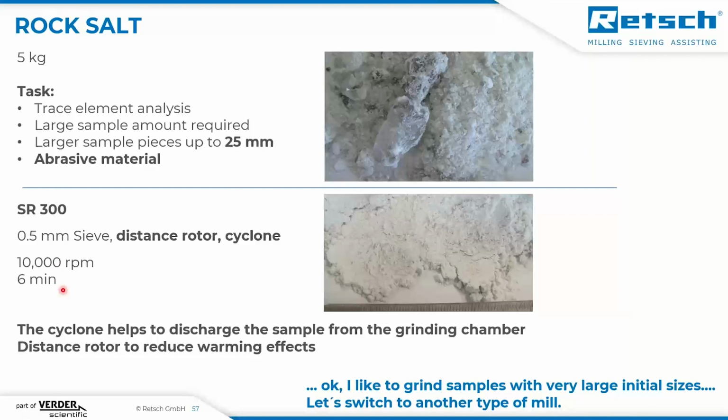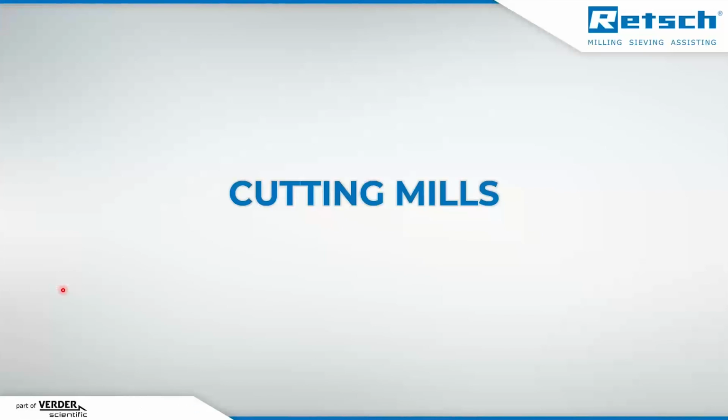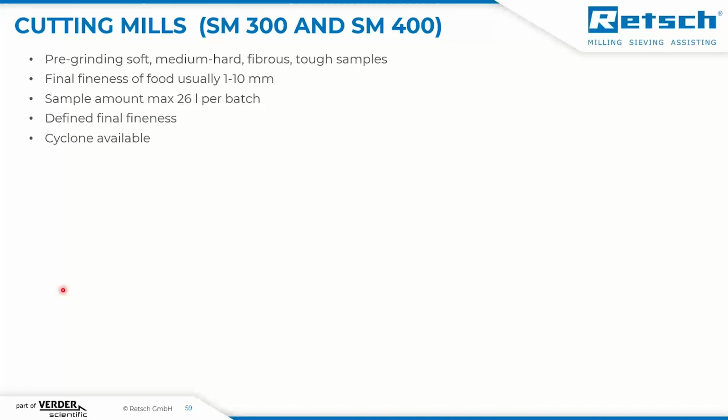When I would like to grind samples with very large initial sizes, then we have to talk about cutting mills, another type of mill. Cutting mills, here I'd like to introduce the SM300 and 400. Here we are talking about pre-grinding the samples. Medium hard fibers and tough samples can be ground in that system. And for food samples, it's usually 1 to 10 millimeter. So it's not fine grinding. Usually we need a second mill to come to a really finely ground sample. It's for pre-crushing the very large initial samples.